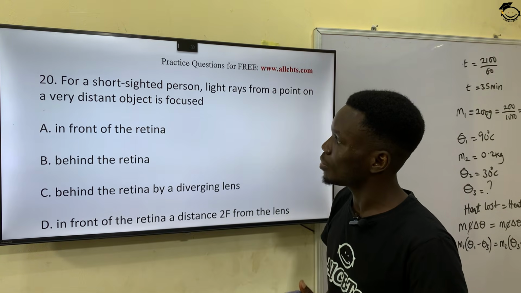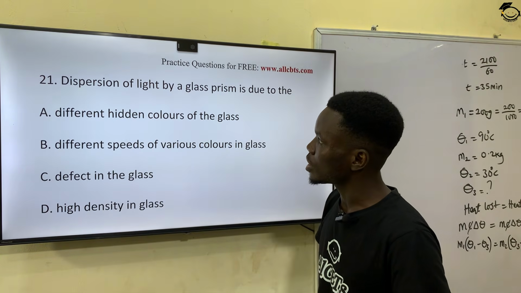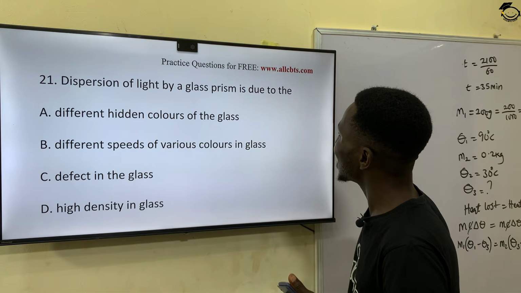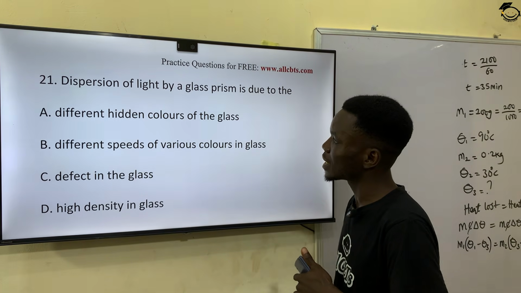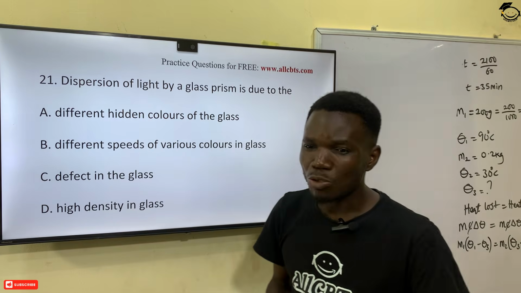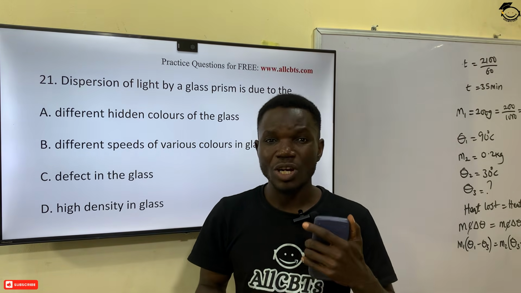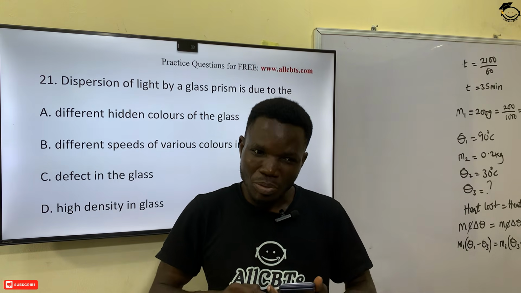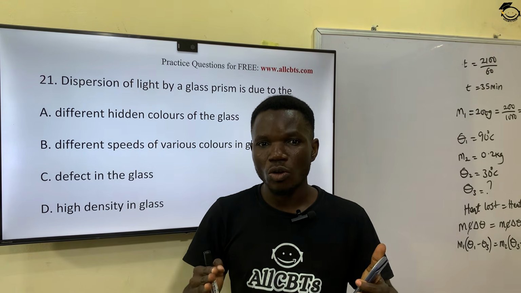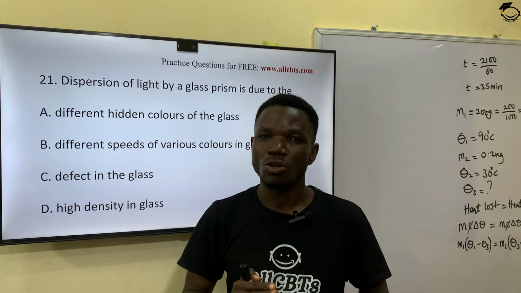So that takes us to question number 21, which says dispersion of light by a glass prism is due to the dash. So dispersion of light is when white light passes through a glass prism, for example, a triangular prism, and there is separation of the light into different colors. So we call that principle dispersion of light.